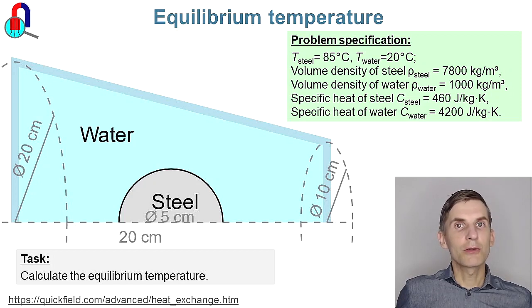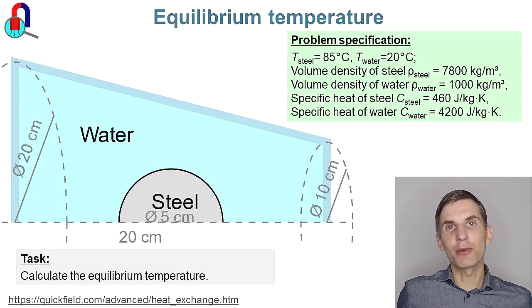This type of task could be simulated with the transient heat transfer model of QuickField. The only trick here is how to specify different initial temperatures for the bodies. Okay, let's start QuickField and see how it could be done.